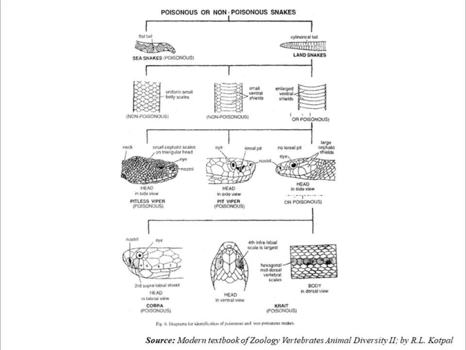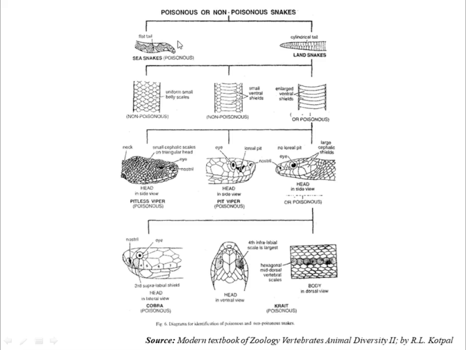So now we will study the poisonous and non-poisonous snakes. With the help of these diagrams, you can easily distinguish whether a snake is poisonous or non-poisonous. To start with the key features of identification, the first structure we have to look at in a snake is its tail. So the first key identification feature is the tail.